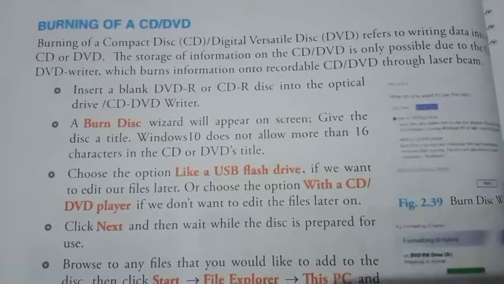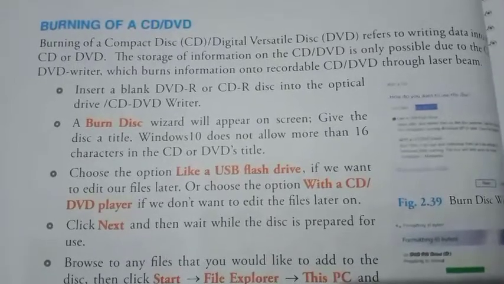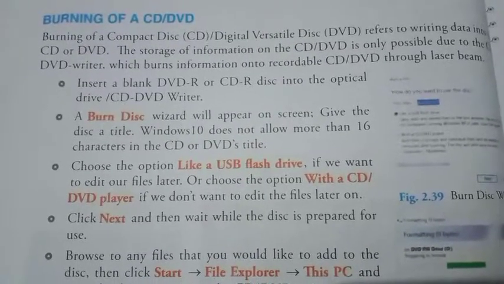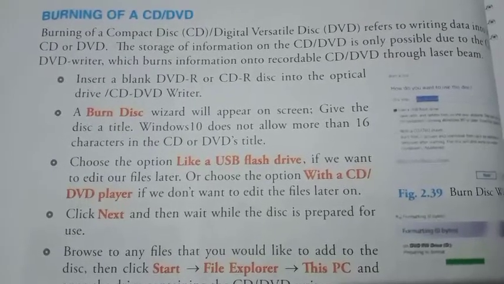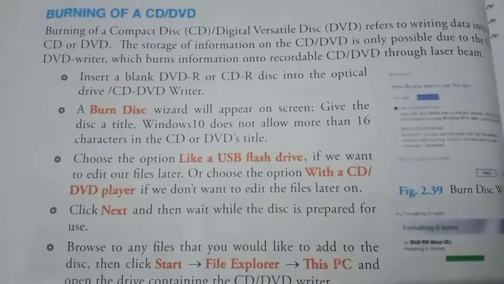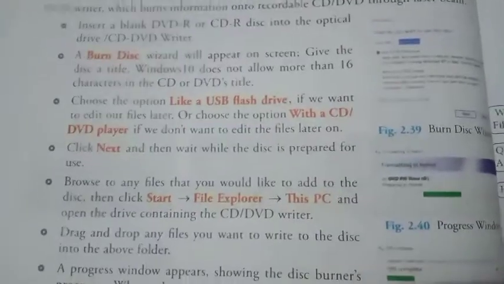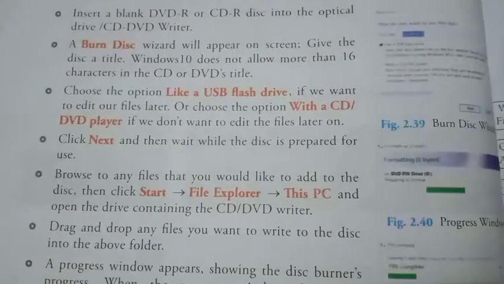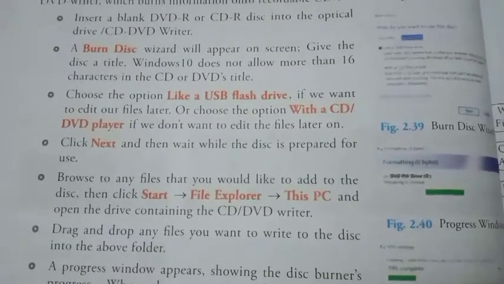Insert a blank DVD writer or CD writer disk into an optical drive, a CD or DVD writer. A burn a disk wizard will appear on the screen. Give the disk a title. Windows 10 does not allow more than 16 characters in a CD or DVD title. So all of you must not name the file with more than 16 characters.